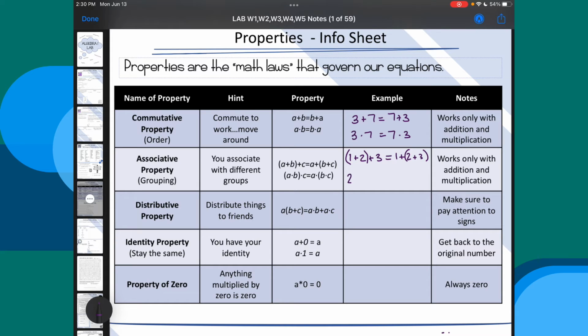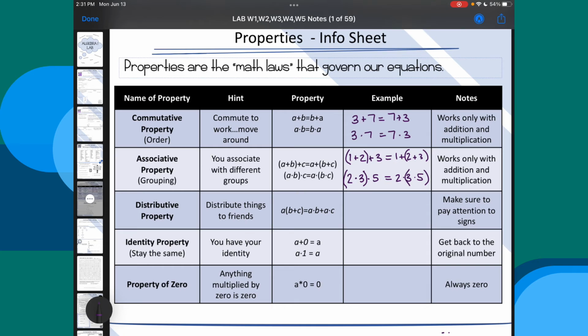This is also true for multiplication. So 2 times 3 times 5 is the same as 2 times 3 times 5. You could group the 2 and the 3 together first to get 6, and then 6 times 5 is 30. Or you could group the 3 and the 5 together first and get 15, then multiply it by 2 to also get 30. Then you have the distributive property.